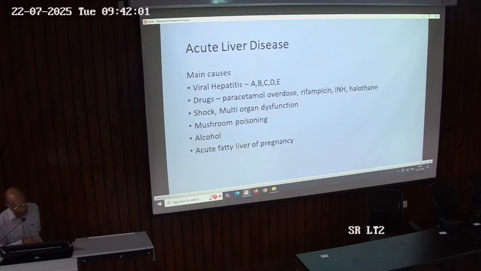Then shock and multi-organ dysfunction. Here, because the liver is getting poorly perfused, the blood supply to the liver is decreased, there is hepatocyte necrosis leading to liver failure. Others like mushroom poisoning, alcohol, acute fatty liver of pregnancy, these are some of the causes for acute. If severe, then the person would also have neurological signs in the form of flapping tremor, drowsiness, confusion, and encephalopathy, features of encephalopathy.